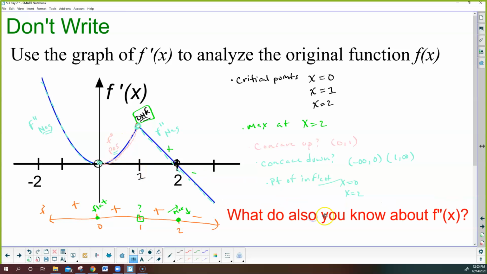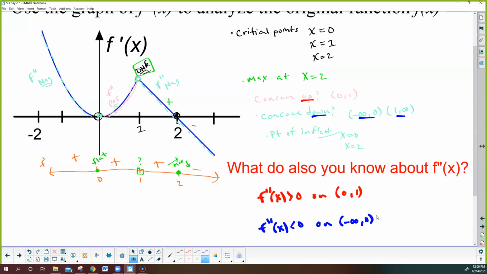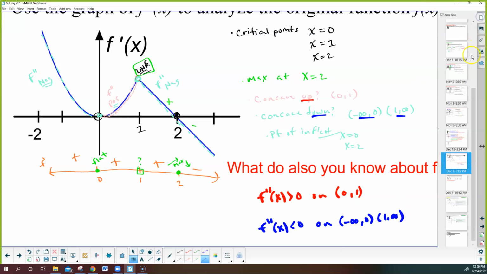And then that ties in. What do we know about f double prime? That's the concavity. So you could say, because f prime is concave up, we know the second derivative is positive on the interval from 0 to 1, concave up. And because f of x is concave down on these two intervals, that means the second derivative is negative. So a lot can be interpreted from a graph.